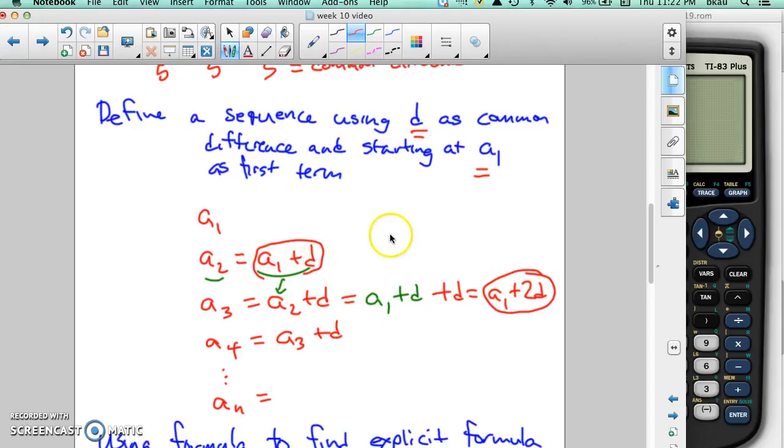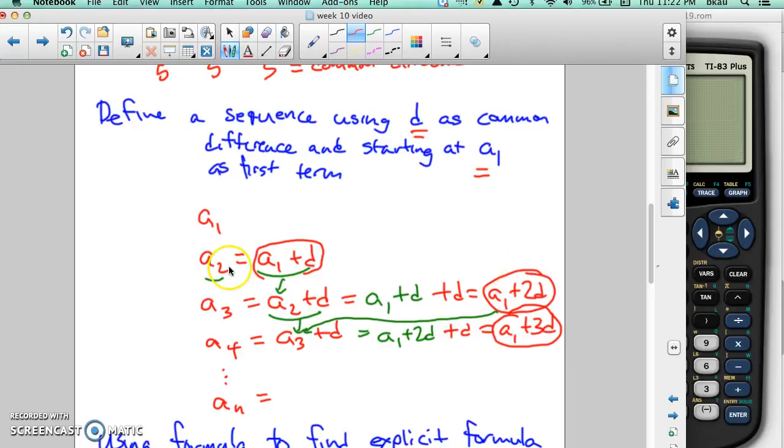Alright, this one here I'm going to use the substitution method again. I know what A3 is. Actually, we can use this one, sorry. Let's use this one as A3. So we're going to plug this one in, that's what A3 is. So we're going to use A1 plus 2D plus D. So we're going to get A1 plus 3D as our answer here. And then we're going to plug this into the next one and so on and so forth.